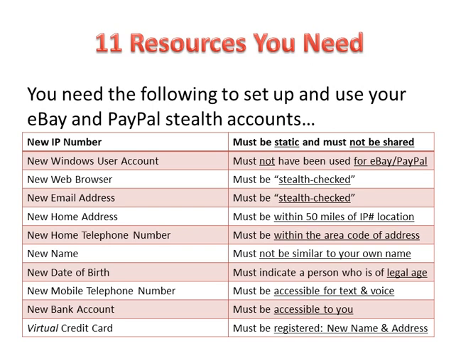New home address. Must be within 50 miles of IP number location. New home telephone number. Must be within the area code of the address. New name. Must not be similar to your own name. New date of birth. Must indicate a person who is of legal age. New mobile telephone number. Must be accessible for text and voice. New bank account. Must be accessible to you. Virtual credit card. Must be registered in the new name and address.